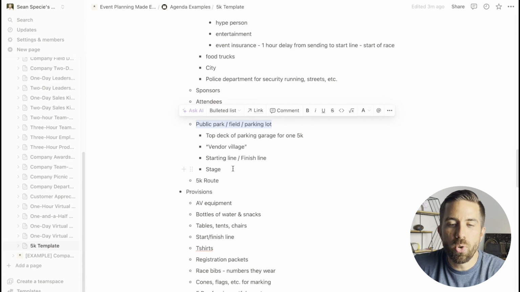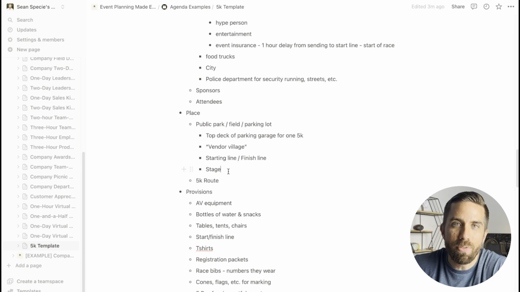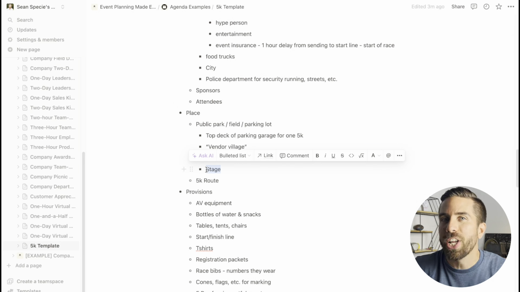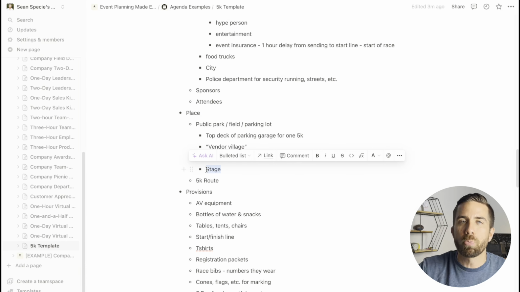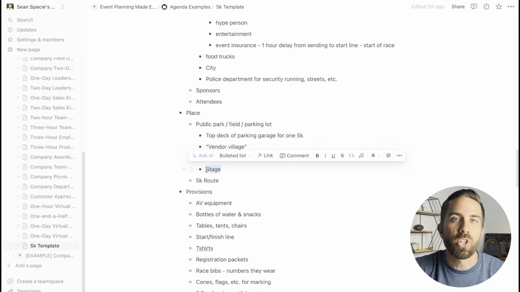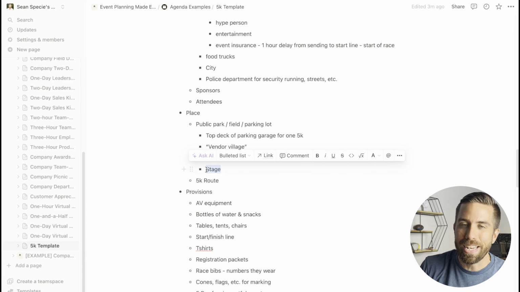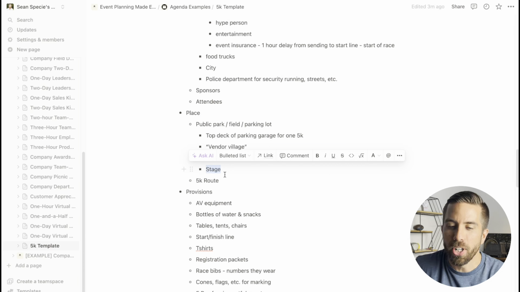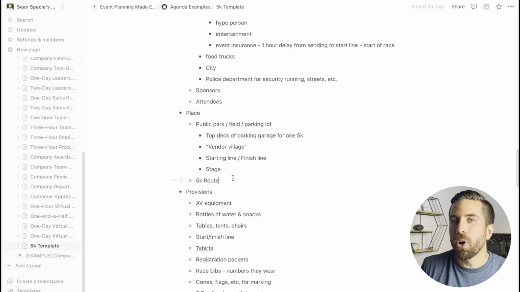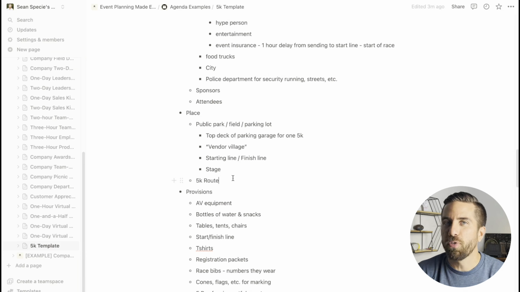And so when you are thinking through this, this is what you need to have there. You need to have some kind of stage or stage area. Maybe it's not a physical stage, but at least it's a stage area, an open spot of grass or an open spot in the parking lot where whoever's making announcements or whoever's talking and addressing the crowd can stand and can be seen and can be heard. And then the other part of the place that's a little bit tricky for the 5K is the actual route itself.